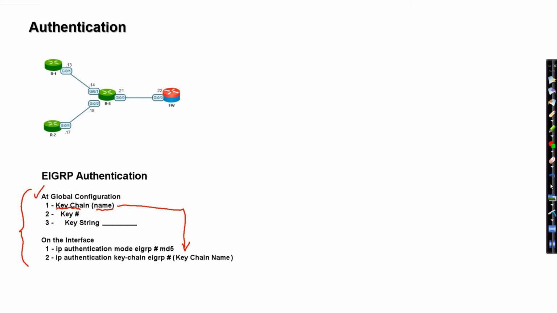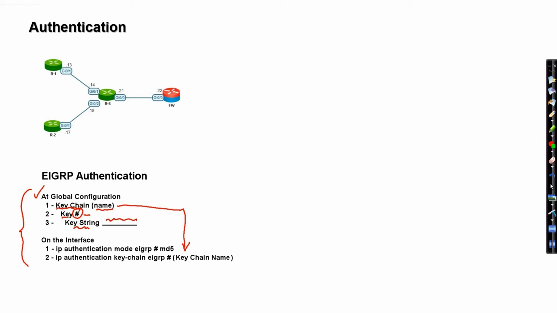Then underneath the key chain, you want to create a key followed by a number. Unlike the key chain name, which is locally significant, the key number here must match the key number of the authentication device. Then underneath that key number, the key string followed by a unique value.